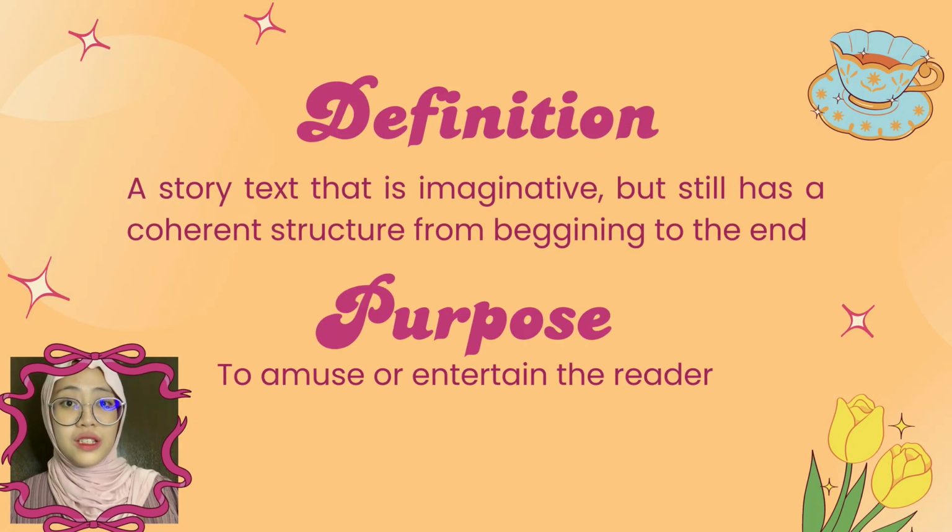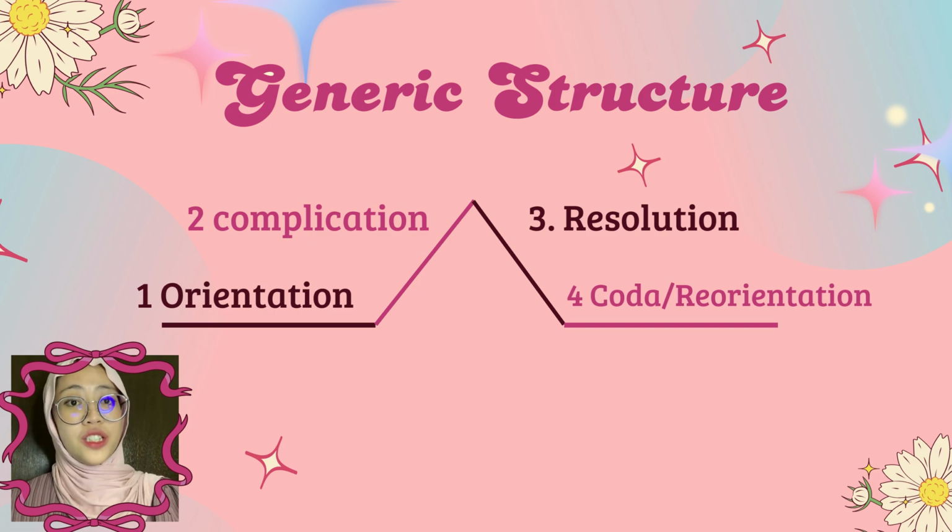The definition of narrative text is a story text that is imaginative but still has a coherent structure from beginning to the end. And then we will see the purpose of the narrative text. So, the social function of narrative text is to amuse or entertain the reader or listener. Okay, now let's see the generic structure of narrative text.